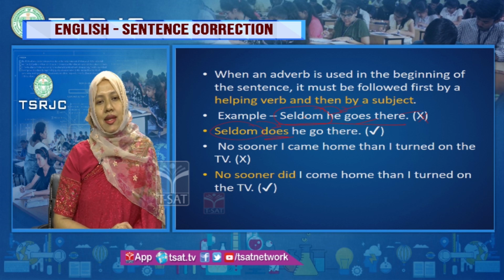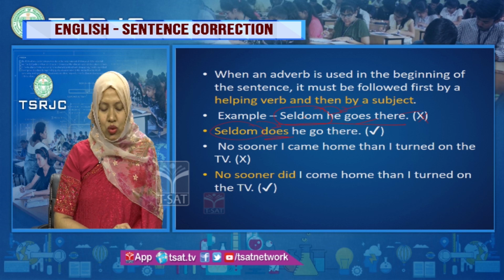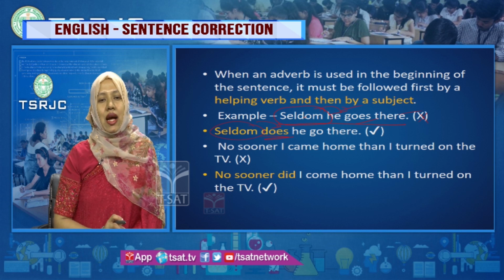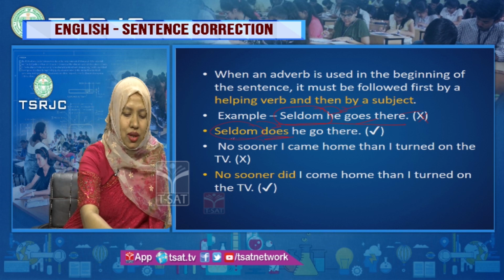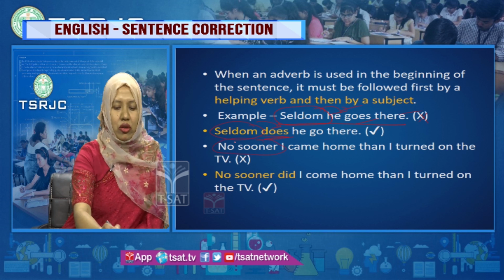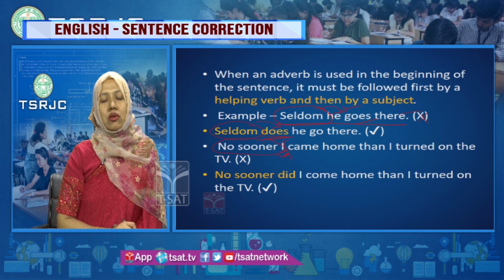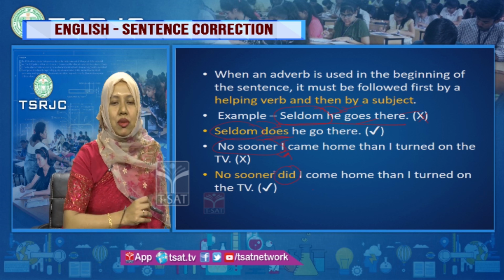Let us take another example and see. No sooner I came home than I turned on the TV. In this sentence, the sentence is starting with no sooner. Again, no sooner is an adverb followed by I. I is the subject. So, this is again wrong. Here, the helping verb is missing.